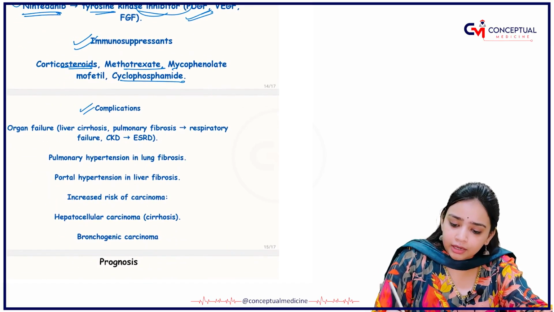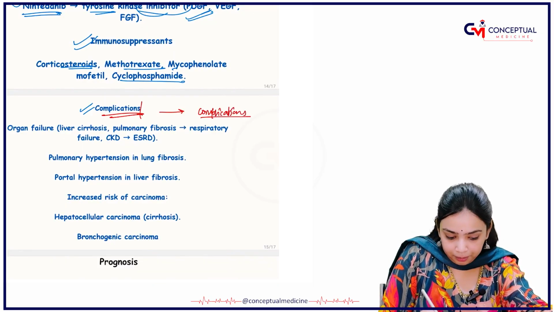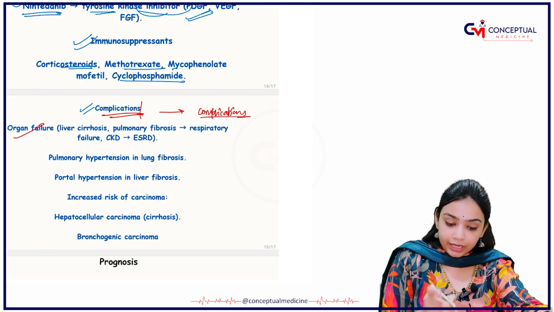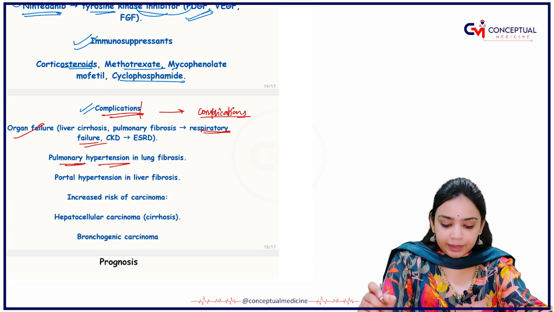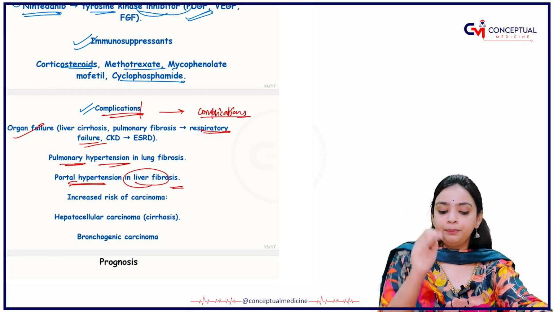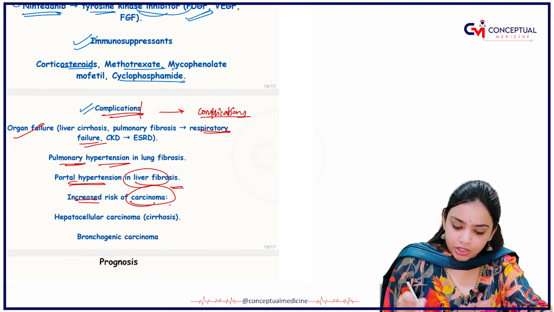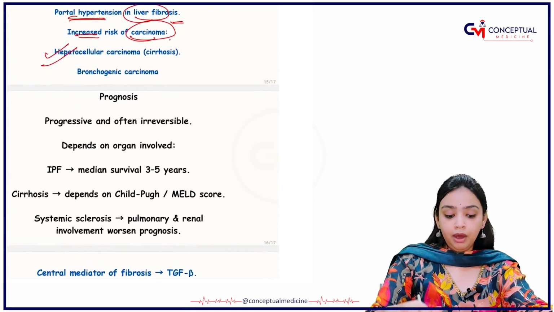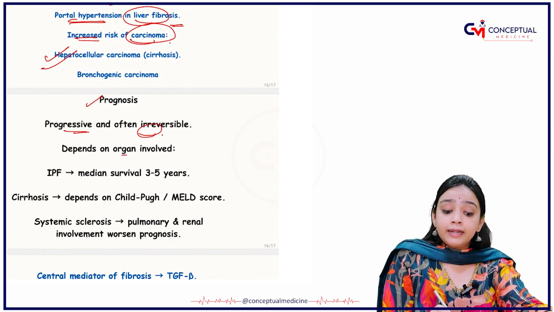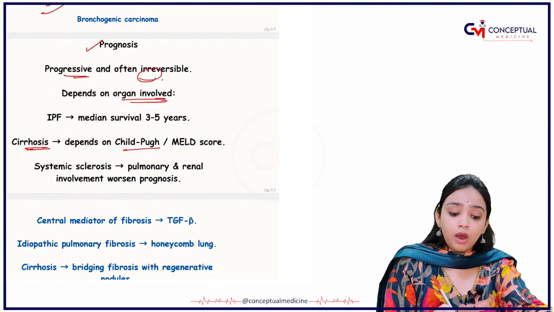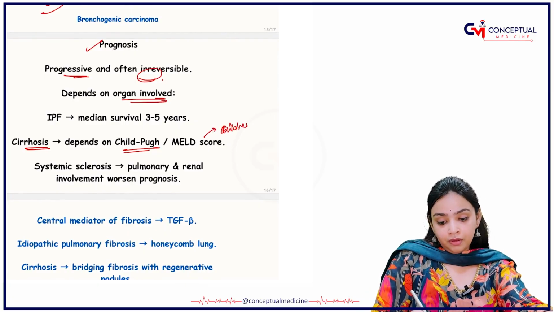What complications can occur? There will be organ failure, respiratory failure, and pulmonary hypertension in lung fibrosis, and portal hypertension in the liver. There is also an increased risk of hepatocellular carcinoma. What is the prognosis? It is a very poor disease and it is irreversible. It depends on the organs that are involved. In cirrhosis, you have the Child-Pugh score, and for children, we use the MELD score, which we will see.